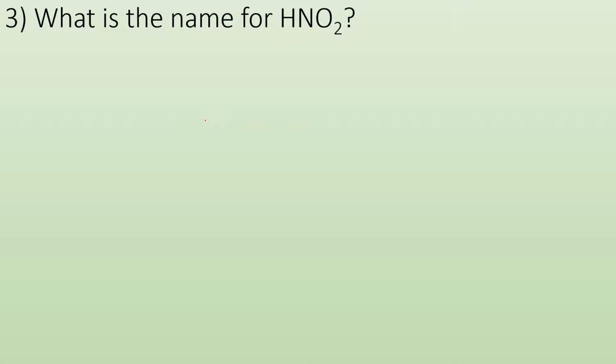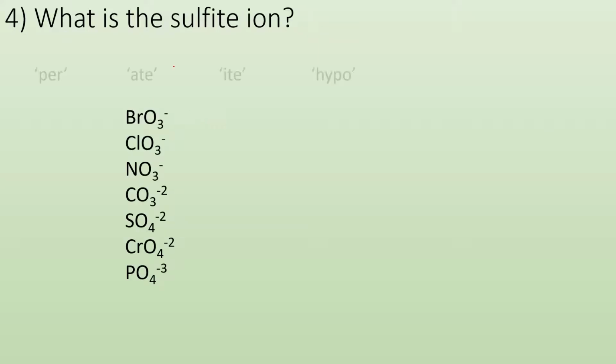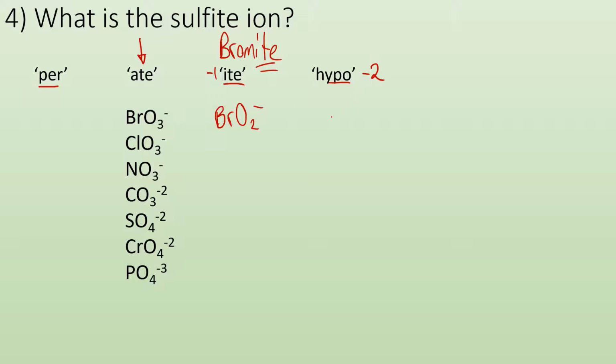What is the name of HNO2? So I'm going to skip ahead. Look at this chart. My hint to you guys is to memorize all of the -ates, the nitrates, the bromates, etc., because then you can figure out the rest of them. So for example, bromate is BrO3 with a -1 charge. Bromite has 1 less oxygen. Hypobromite would have 2 less oxygens. So bromite would be BrO2 minus, and hypobromite would be BrO minus.